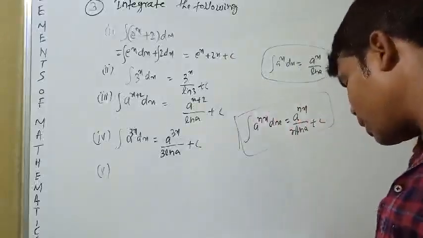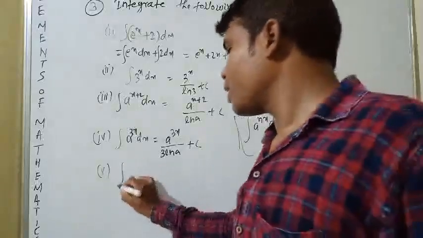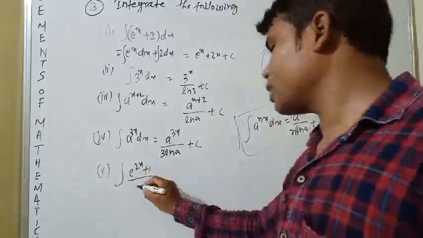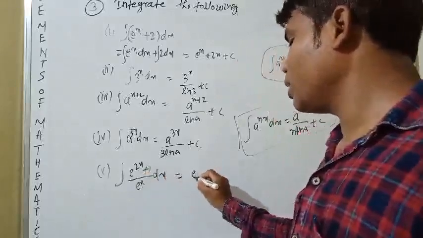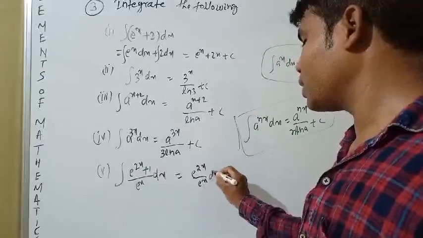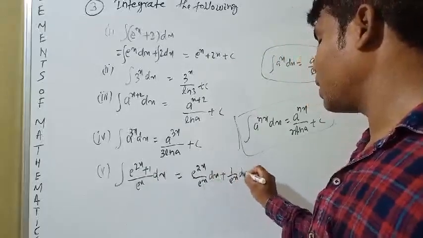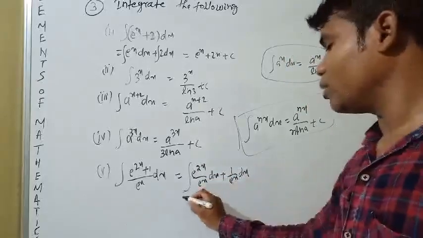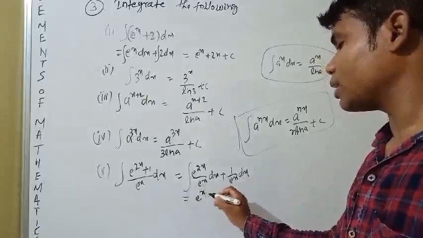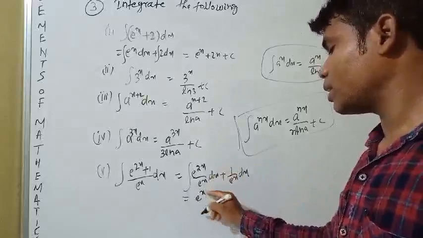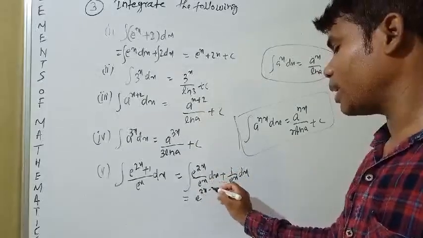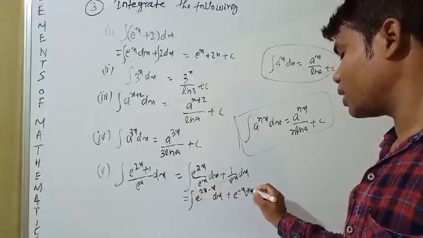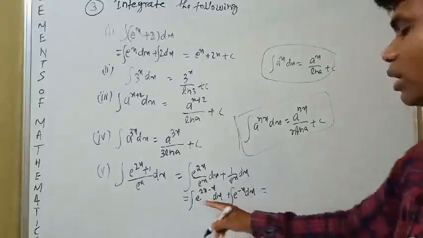Next question is integration of e to the power 2x plus 1 divided by e to the power x dx, which is e to the power 2x by e to the power x dx plus 1 by e to the power x dx. You see, e to the power 2x by e to the power x is equal to e to the power 2x minus x. Here you write e to the power 2x minus x dx plus e to the power minus x dx.